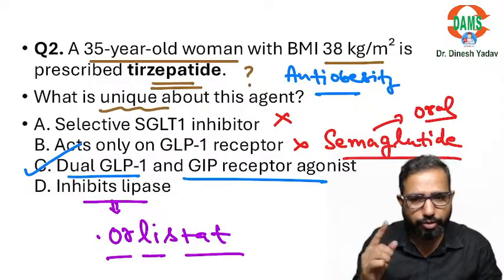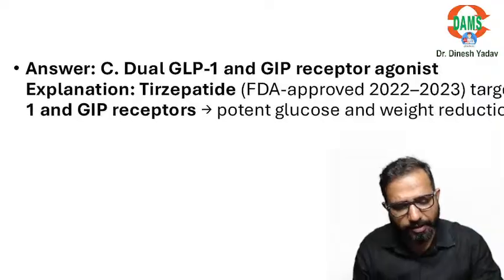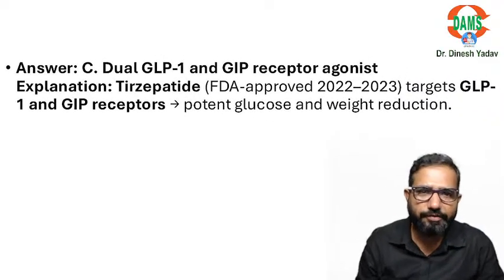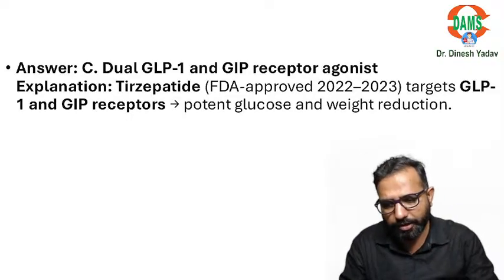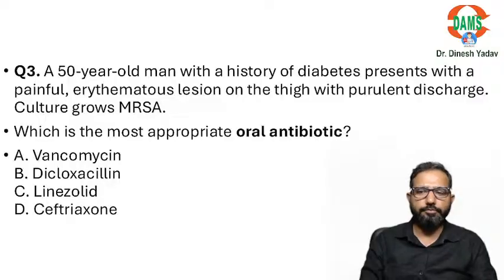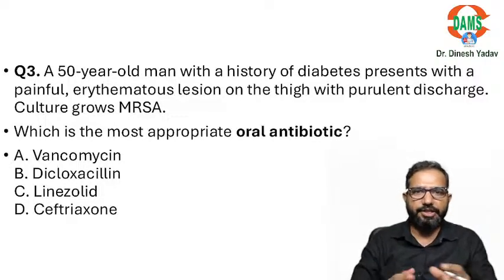So the correct answer of this is option C. It is the dual agonist. It has been approved for diabetes as well as for weight reduction. Okay, don't forget to revise the anti-obesity drugs. Okay, let's see the next question.